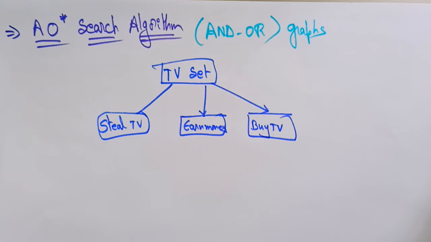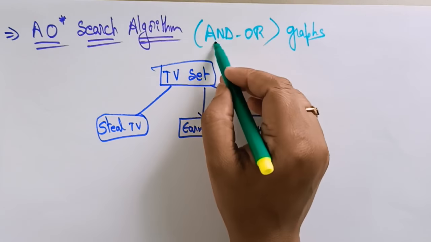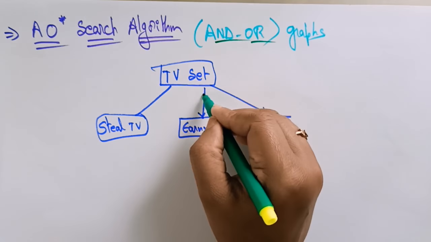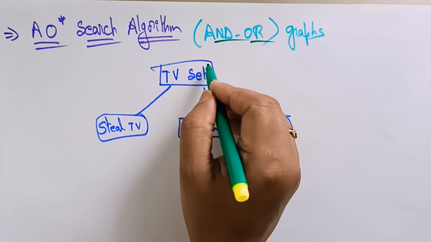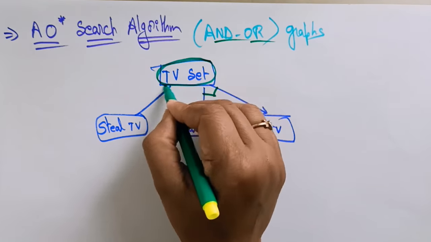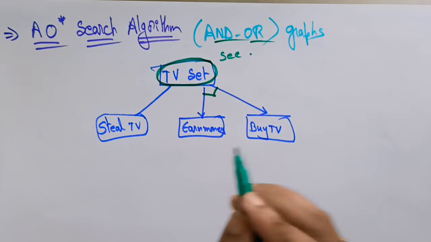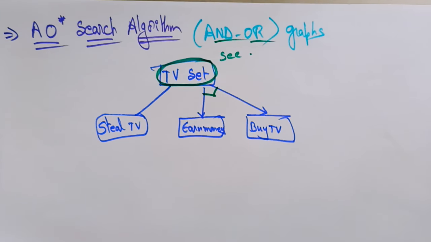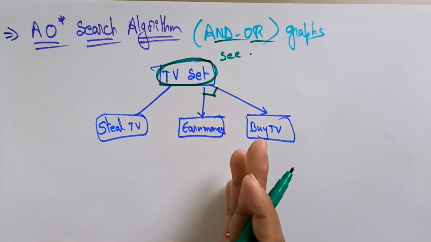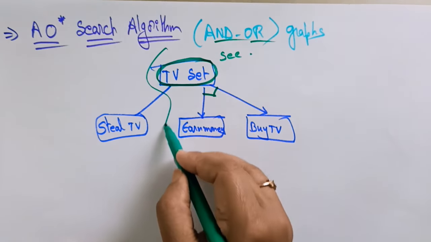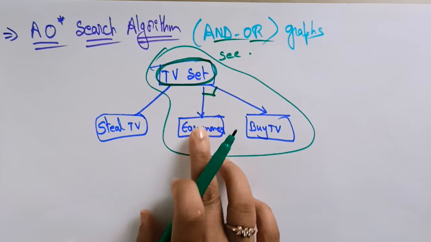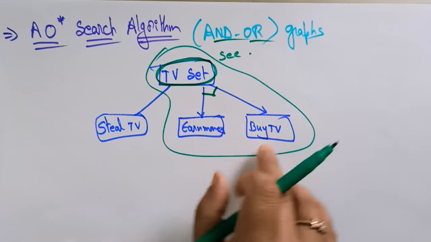As said, AO star is an AND OR graph. Here this is the AND symbol. Why am I taking this as an AND symbol? Because if I want to see a TV, and you don't have a TV in your home, you can see the TV by earning the money, buying the TV, and watching it. This is one example: earn money and buy TV.